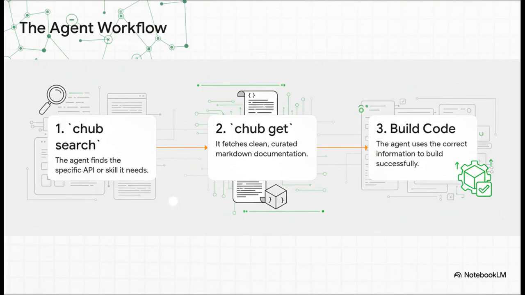It's a three-step dance. Step 1, the agent runs Chub's search to find the exact API or skill it needs. Step 2, it uses Chub Get to pull down that clean, curated, LLM-friendly documentation.